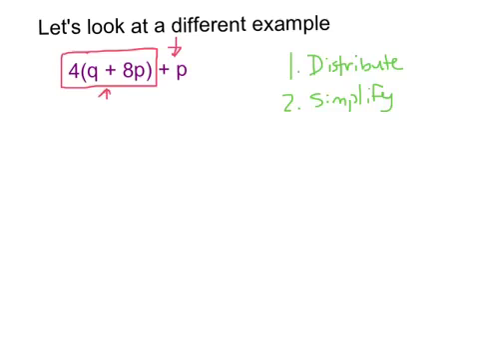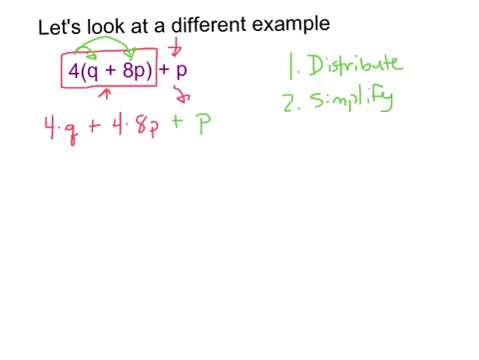Now I can do this just like I did before in section 3.1 and distribute. So I do the 4 times the q and then 4 times 8p. So I'll write that out. 4 times q plus 4 times 8p, which we recognize that's still 8 times p. And then again, we can't forget about this plus p. Okay, that still has to carry down. That's still part of our original problem. So even though we distributed, we can't forget about that piece there.